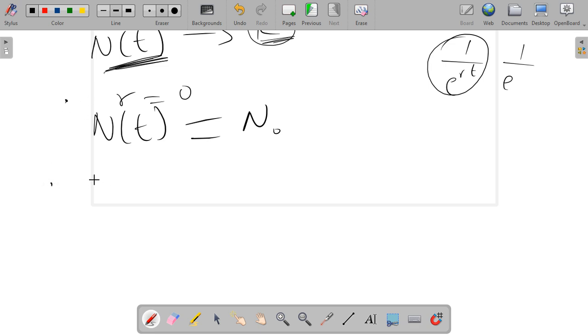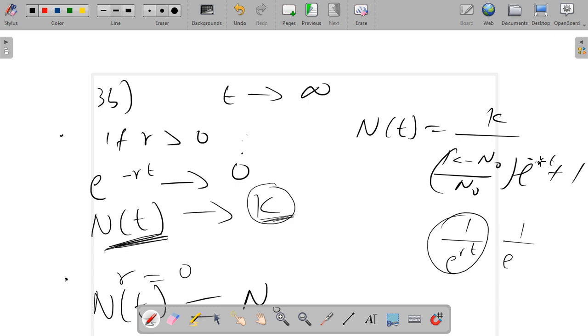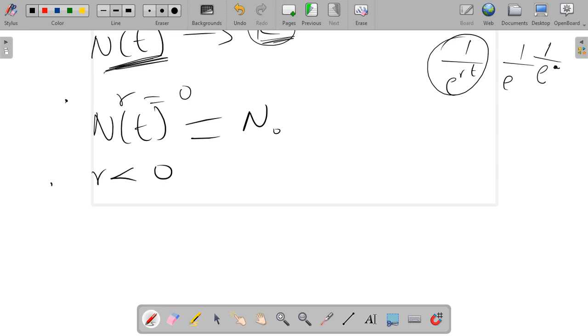So the third one is when r is now less than 0. If r is less than 0, that is, r is now negative, we will now have 1 over exponential positive something here. We will now make everything here tend to infinity. So when r is less than 0, it will make e raised to power minus rt approach infinity.